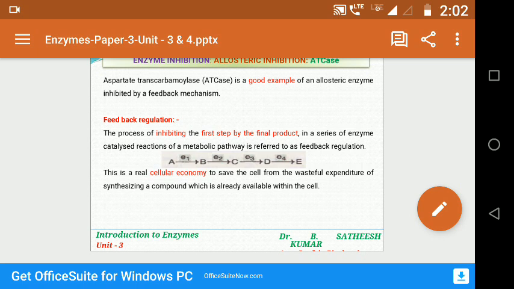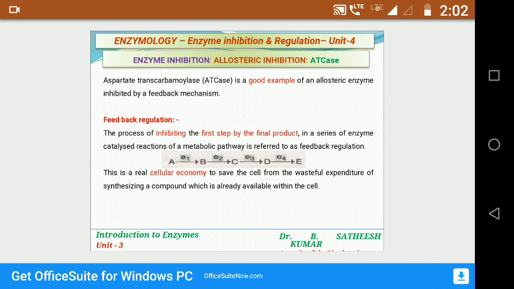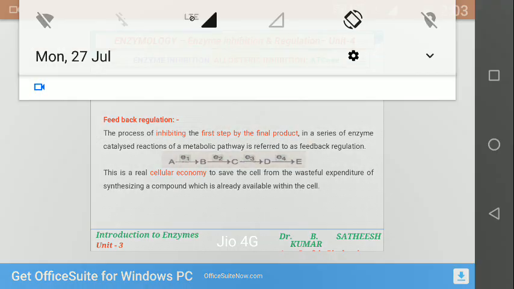Feedback regulation is one of the best examples, one of the best processes to explain the mechanism of allosteric inhibition. Feedback inhibition means the process of inhibiting the first step of any metabolic process by the final end product in a series of enzyme catalyzed reactions of a metabolic pathway, and it is referred to as the feedback mechanism. So we have an example here.